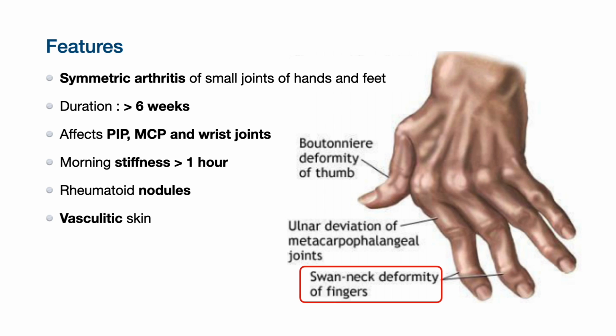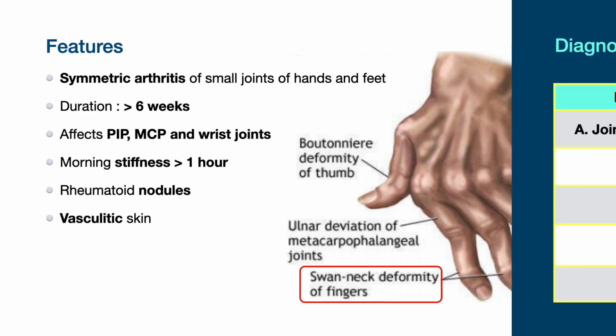Extra-articular features such as rheumatoid nodules over the extensor surfaces of tendons are involved, and there will also be vasculitic skin involvement. As for joint deformities, you'd expect to see a swan neck deformity, which is distal interphalangeal joint hyperflexion with proximal interphalangeal joint hyperextension. Boutonniere deformity, which is proximal interphalangeal joint flexion with distal interphalangeal joint hyperextension, and ulnar deviation, which is due to inflammation of the metacarpophalangeal joints, which leads to dislocation of these joints with a pull of tendons on the dislocated joints.